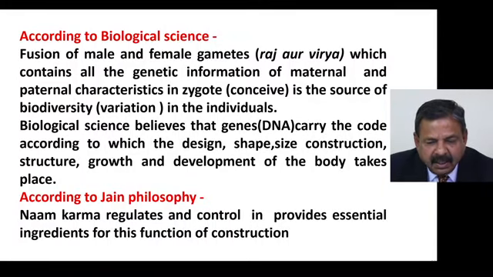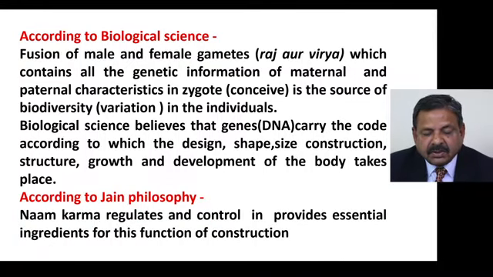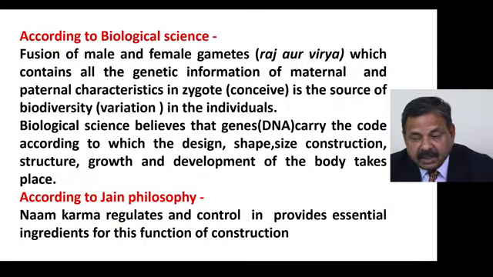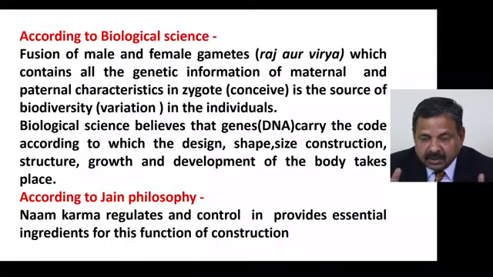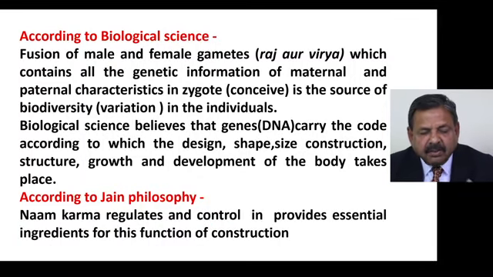Biological science believes that DNA carries the coded information according to which the design, shape, size, construction, structure, growth and development of the body take place. But according to Jain philosophy, Nam Karma regulates and controls, and provides the essential ingredients for the construction of the body. Nam Karma provides what ingredients are required, what kind of hormones are required. For the construction of a house, we need bricks, cement, iron and so many things. These are the ingredients for the construction of the house. Likewise, for the construction of the body, different kinds of hormones are required. These hormones and enzymes act as ingredients, and they are governed by Nam Karma through the regulatory genes on the DNA, which I have explained well in my previous lecture.